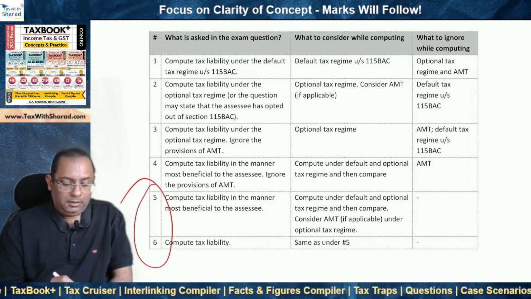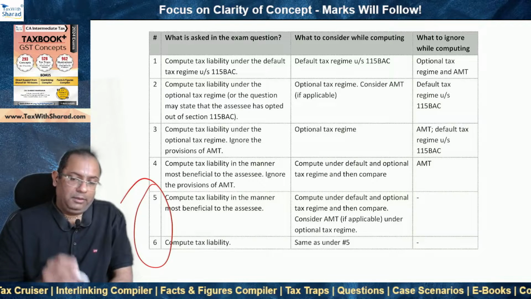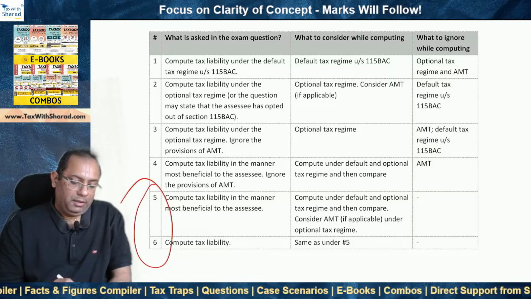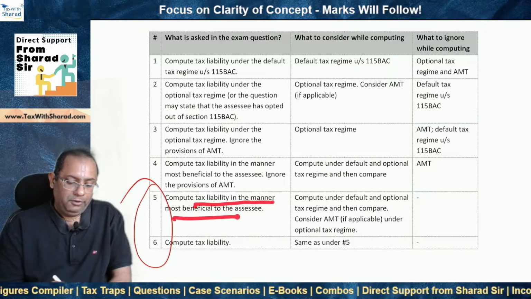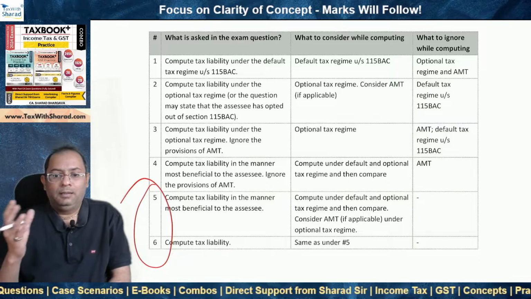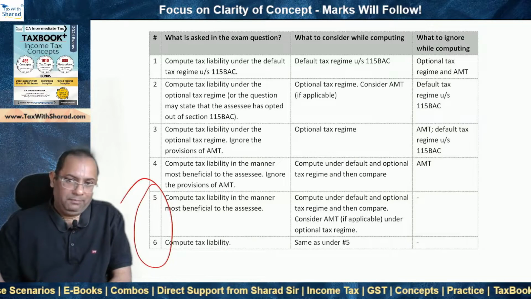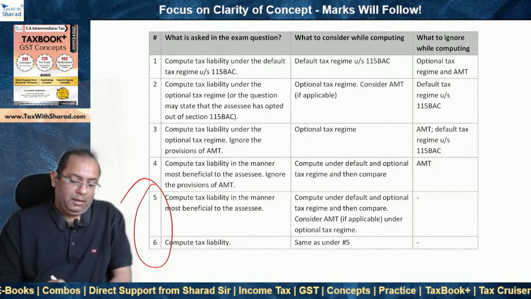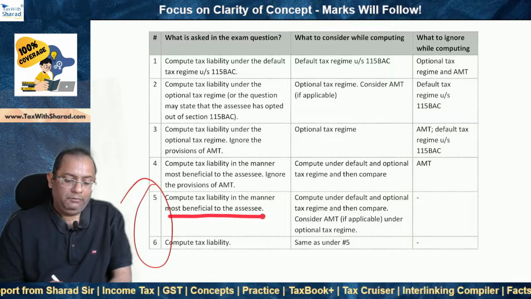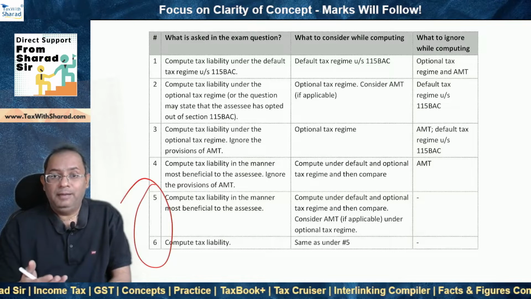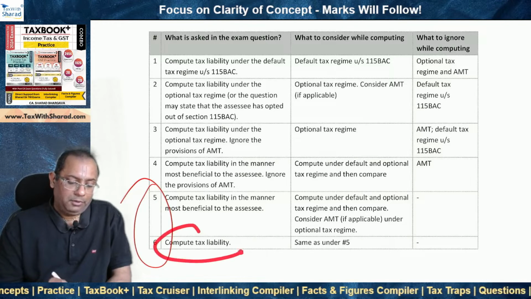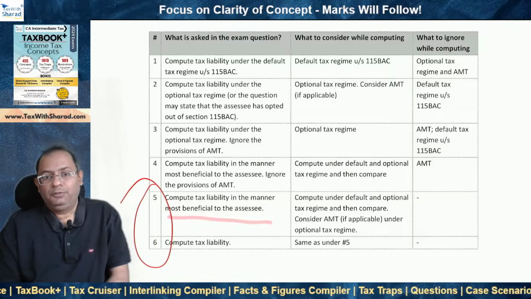In serial number 5 or 6, the question will state, so there will be this fact pattern, all the various points, and then at the end the question will ask you to compute tax liability in the manner most beneficial to the assessee, or the question may simply ask you to compute tax liability of the assessee. The interpretation of both these wordings is the same. The approach remains the same, because whether or not the question specifically asks you to compute the tax liability in the manner most beneficial to the assessee, this is understood, this is implied, this is implicit. So even if the question is silent on this, it still means that you are supposed to compute tax liability in the manner most beneficial to the assessee.